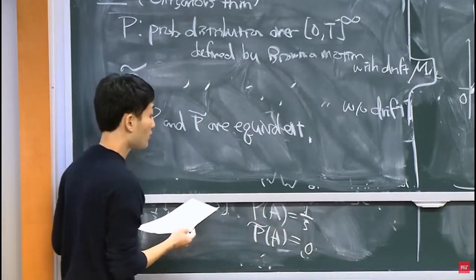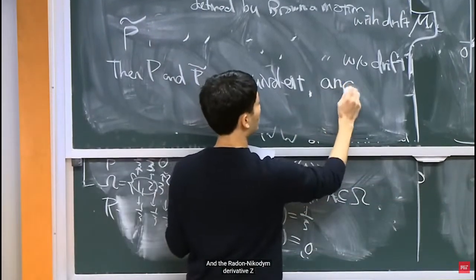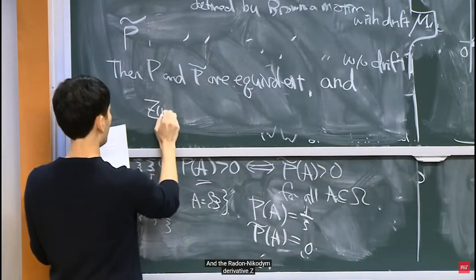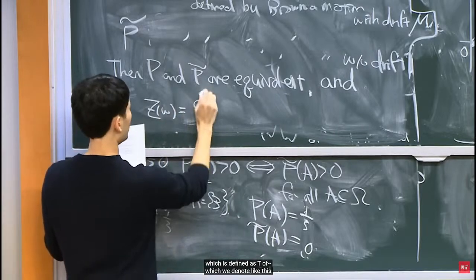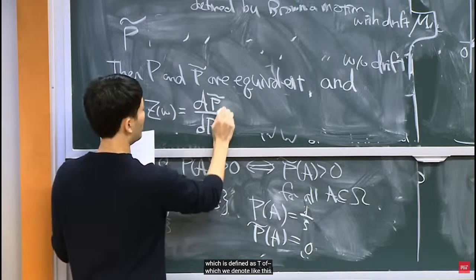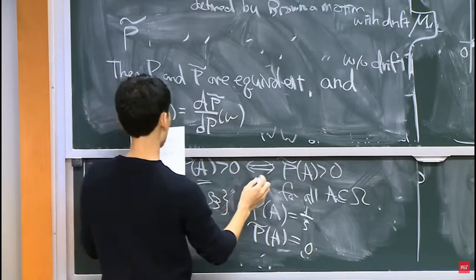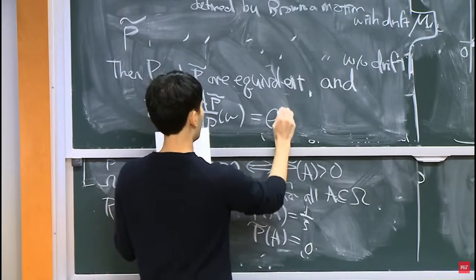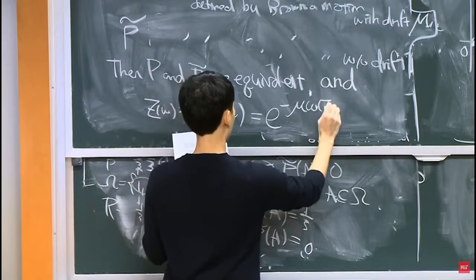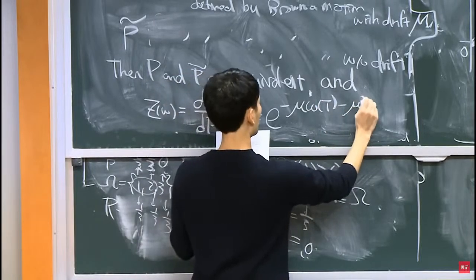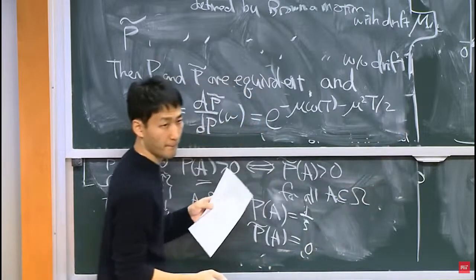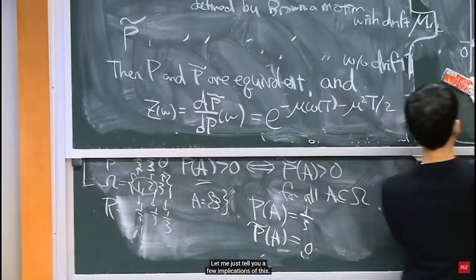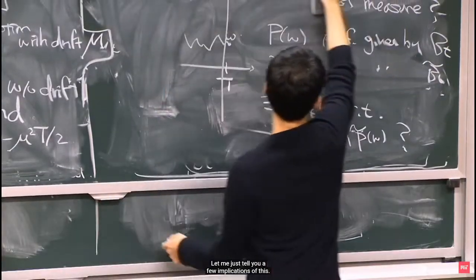The Radon-Nikodym derivative, Z, which we denote like this, has this nice form. It's a nice closed form. Let me just tell you a few implications of this.